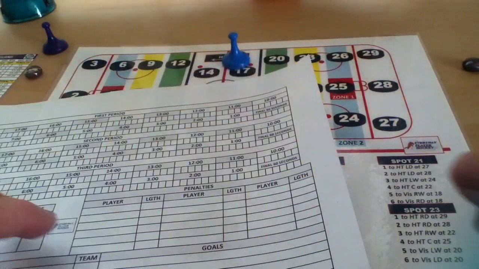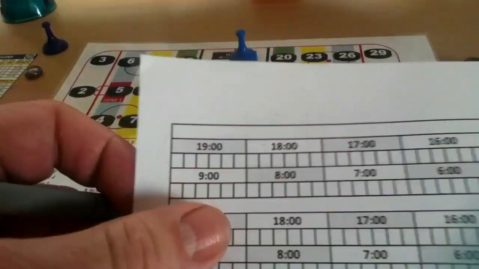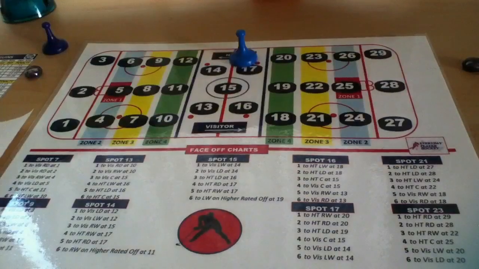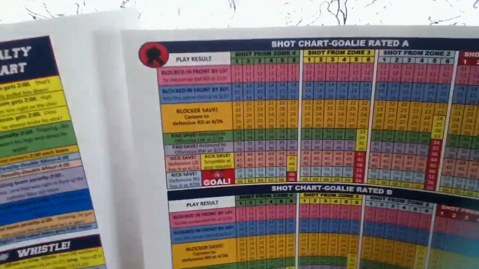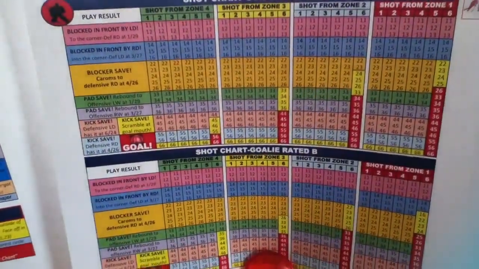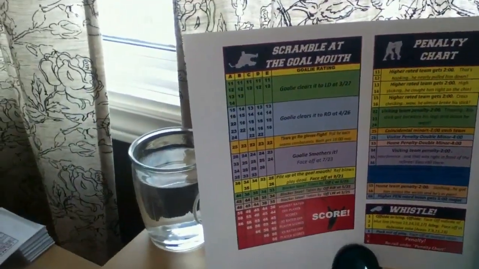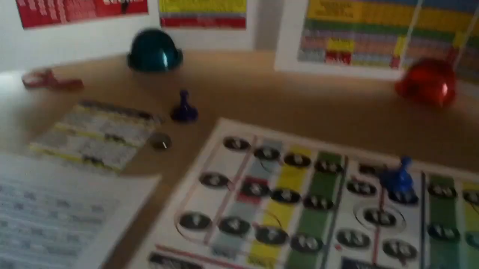On the score sheet, you can keep track of the action. Just tick off each time you flip a fact or roll the dice on the chart. That's about it in terms of the footprint. There are charts here for the goalies, which come into play when a shot comes up. There's a scramble at the goalmouth chart, and there's a penalty chart and a whistle.